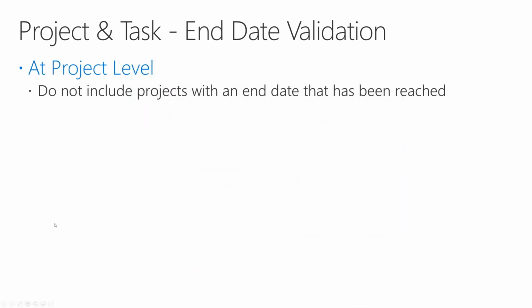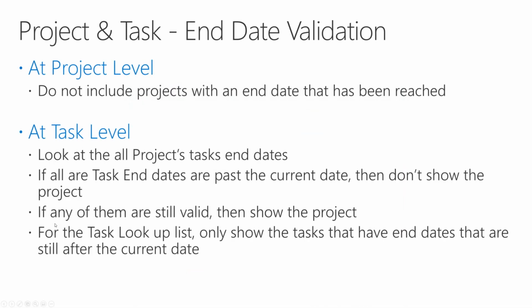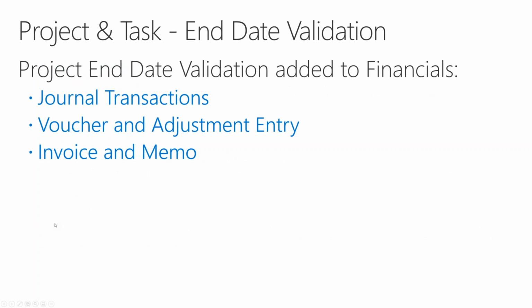And how does that work? The same way we had before. The big difference here is that it only impacts these 3 screens. In GL, we have the journal transactions, we have the voucher adjustment entry screen, and the invoice and memo. Those three screens are the screens that are impacted by turning on either GL, AP, or AR. So again, taking that existing idea, building it out, getting more information, more ideas, and enhancing them.